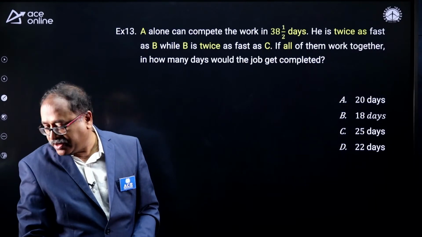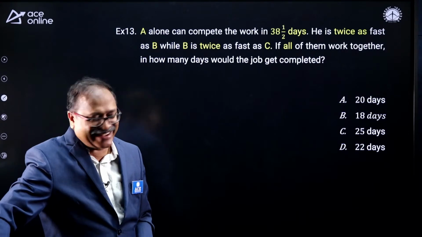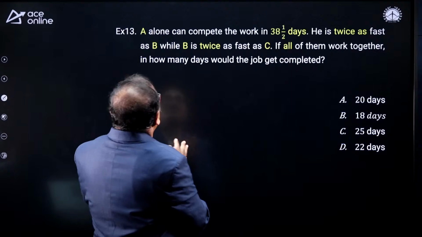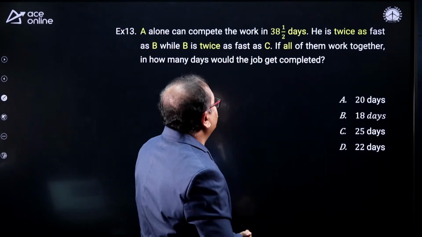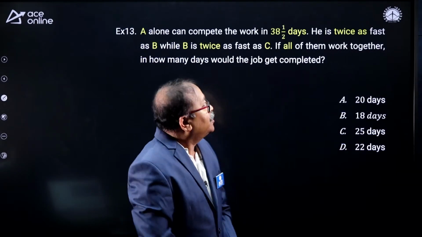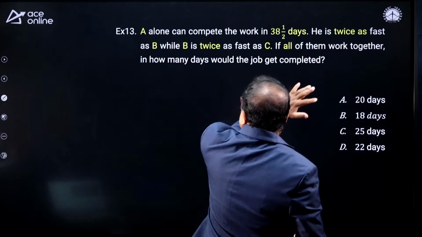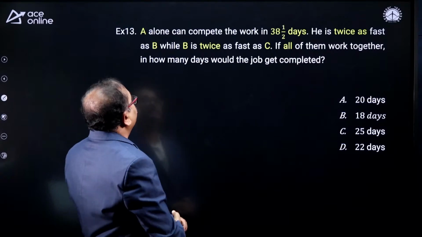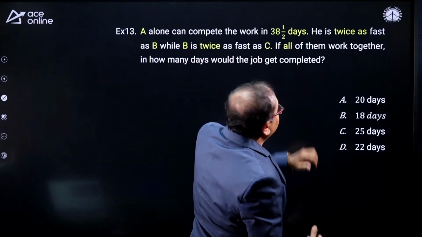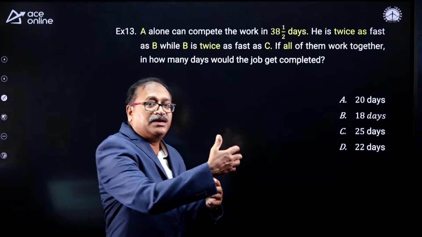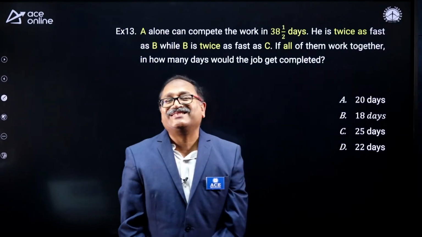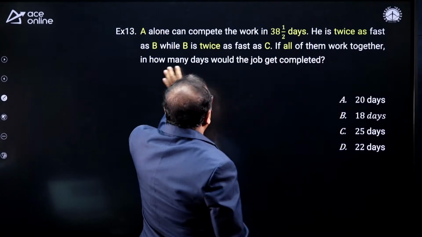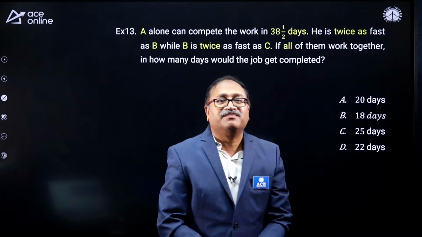So we have some more time, 2 minutes more. Okay, so let's answer this question. Let's check the question. What is this question all about? A alone can complete a piece of work in 38.5 days, and he is twice as fast as B. A is twice as fast as B, and B is twice as fast as C. So we have A, B and C, and we know the efficiency ratio of them. Then if all of them work together, in how many days will the work be completed?